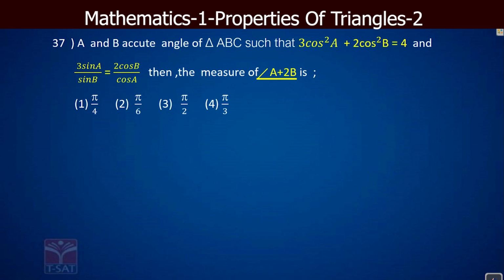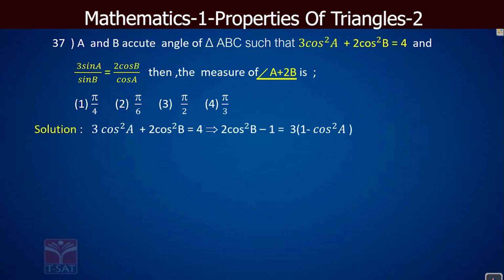Then the measure of angle 2B is: 1) pi by 4, 2) pi by 6, 3) pi by 2, 4) pi by 3. Now, come on, see. 3 cos square A plus 2 cos square B can be written as, now this 4 you write as 1 plus 3. So, it can be written as 2 cos square B minus 1 is equal to 3 into 1 minus cos square A. Bring 3 cos square A to the right hand side. So, you will get 2 cos square B minus 1 is equal to 3 into 1 minus cos square A. So, that implies cos 2B is equal to 3 sin square A, number 1.